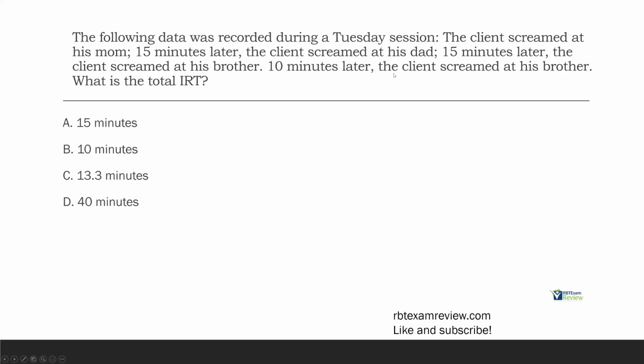Now we just need to go to our answer choices. A, 15 minutes is incorrect. B, 10 minutes is incorrect. C, 13.3 minutes is the average. Leaves us with D, 40 minutes. That's what we predicted. If you do all your work up front on the question, the test becomes a lot easier.